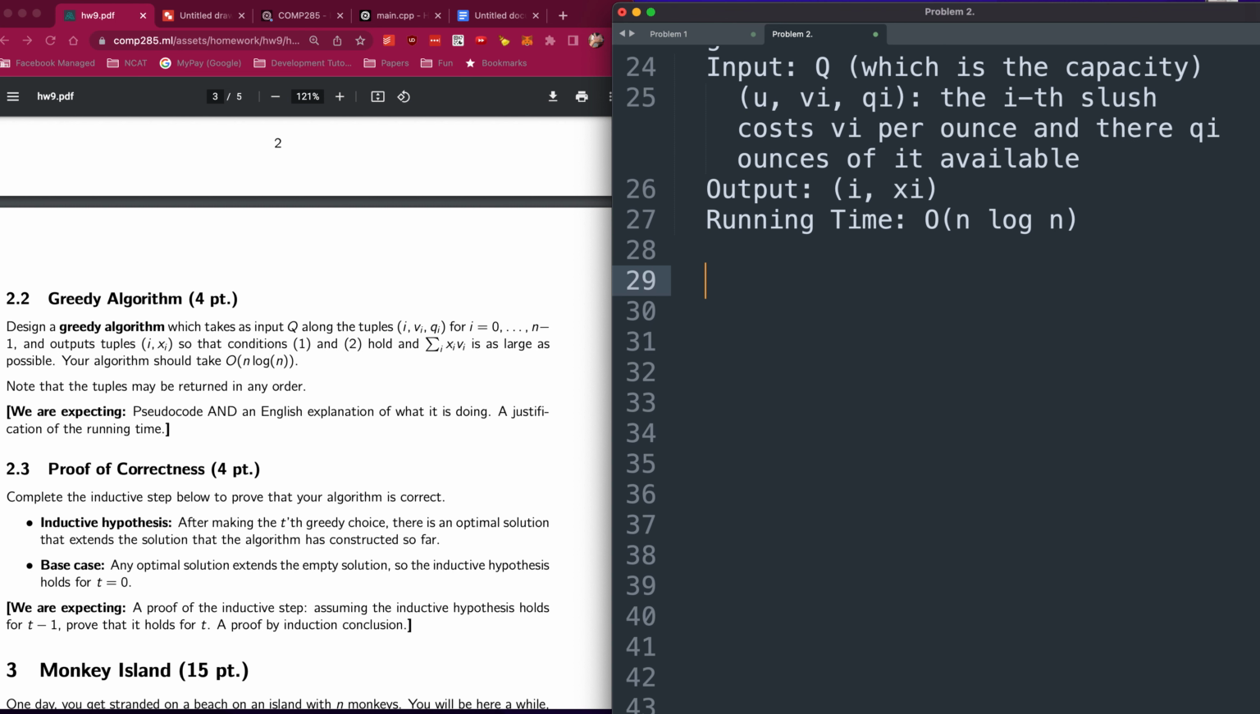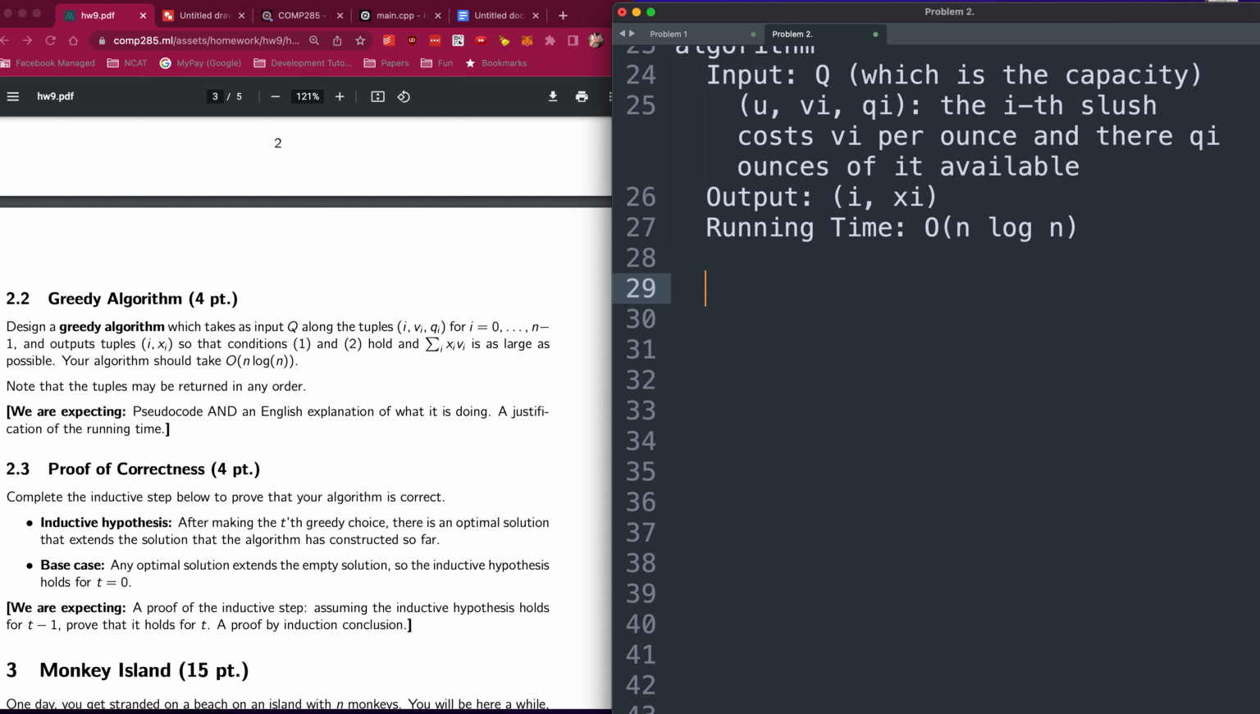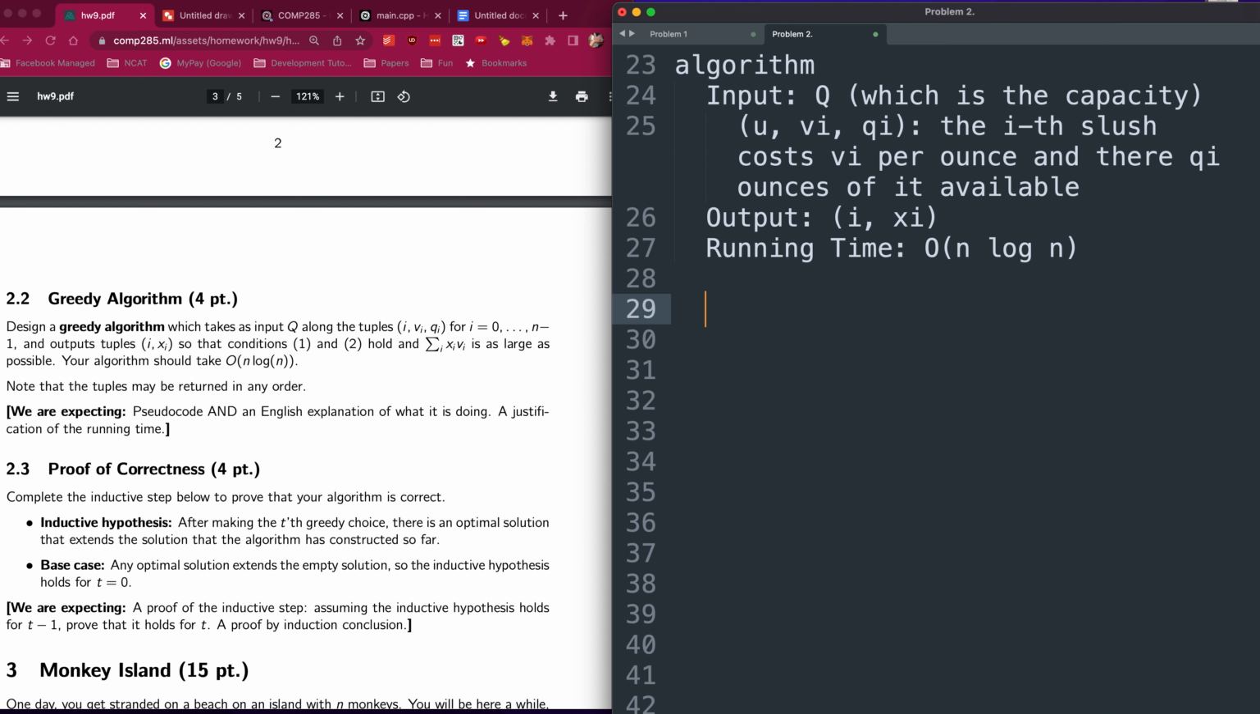Cool, now that you're back, let's go ahead and write out the pseudocode for this. So the very, very first thing that we're going to do is sort I, VI, QI by the cost in decreasing order.